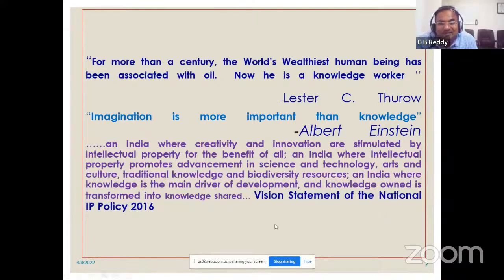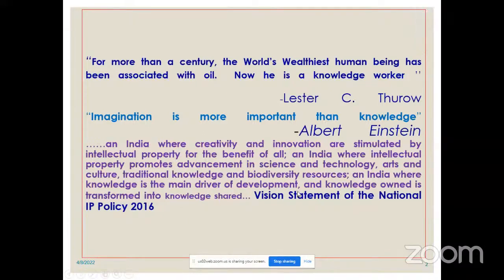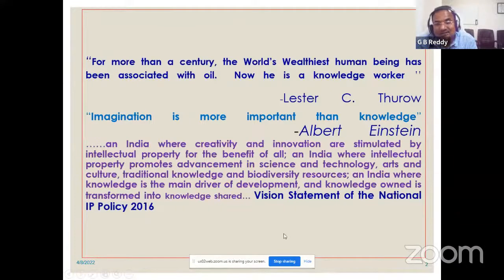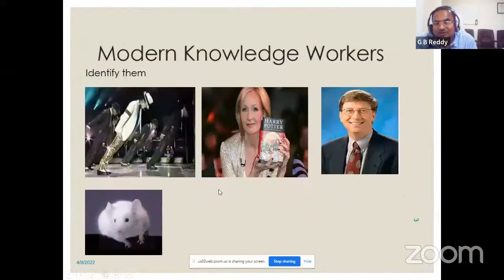Then the last one I mentioned, because we are talking about Creative India, Srujanatmak Bharat and Rachanatmak Bharat. This is the vision statement of the national IP policy. What is important is this: the knowledge owned is transformed into knowledge shared. Only when that takes place can the intellectual property certainly be used for the benefit of one and all.